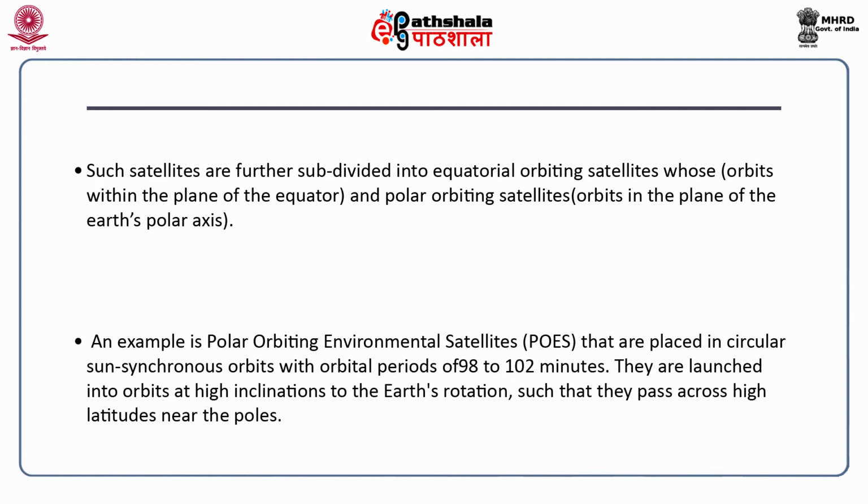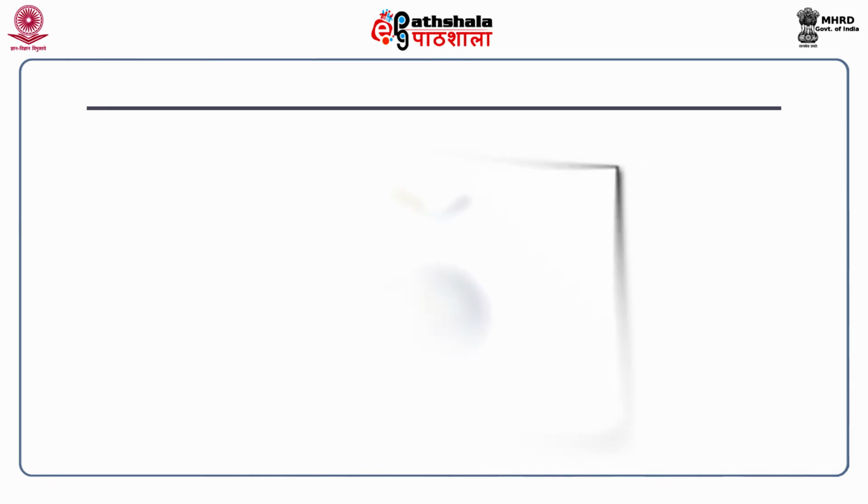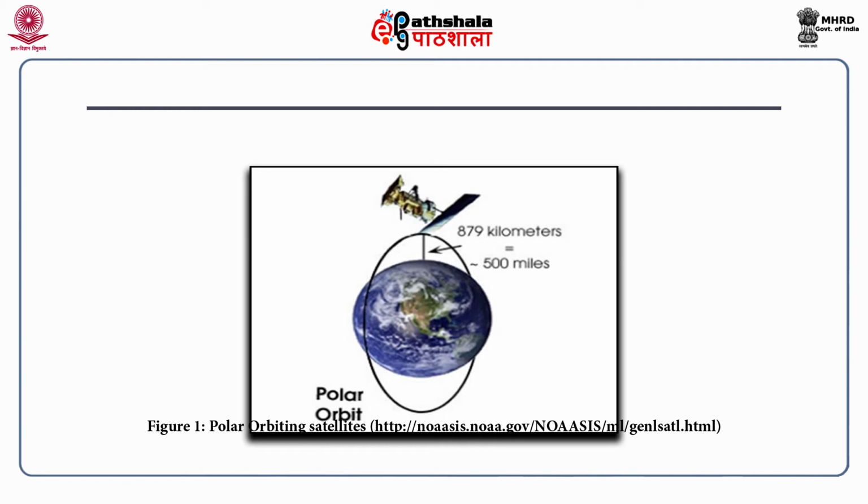An example is polar orbiting environmental satellites, which we also call POES, that are placed in circular sun synchronous orbits with orbital periods of 98 to 102 minutes. They are launched into orbits at high inclination to the earth's rotation such that they can pass through high latitudes near the poles. So, this figure 1 shows us an example of polar orbiting satellites where you can see the orbit just above the poles at an altitude of about 500 miles.